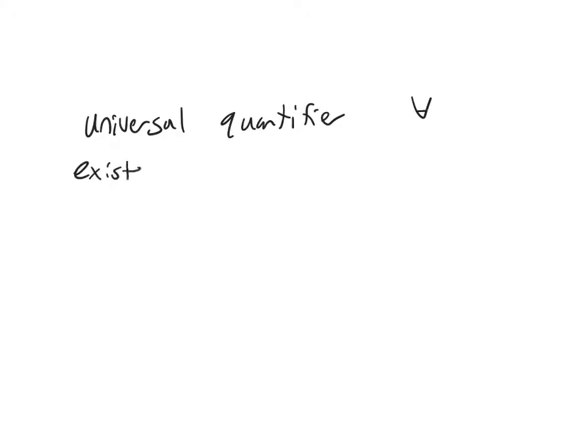Now we're going to spend a little bit of time talking about quantifiers. Remember that we have two quantifiers. We have the universal quantifier, which is represented with kind of like an upside down A, which means for all. And we have the existential quantifier, which is like a sideways E.